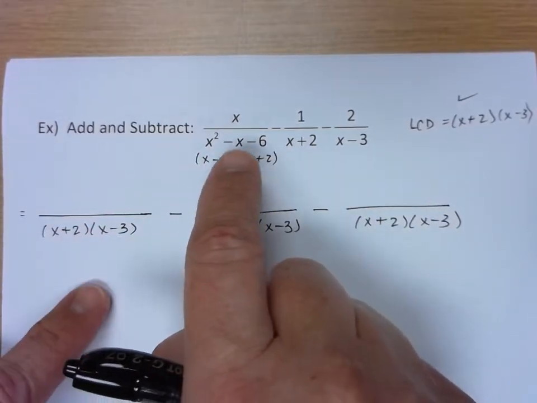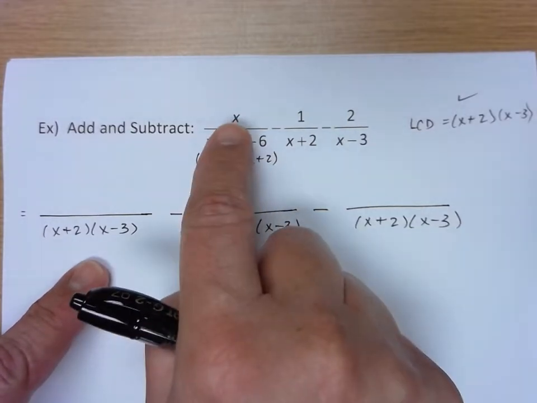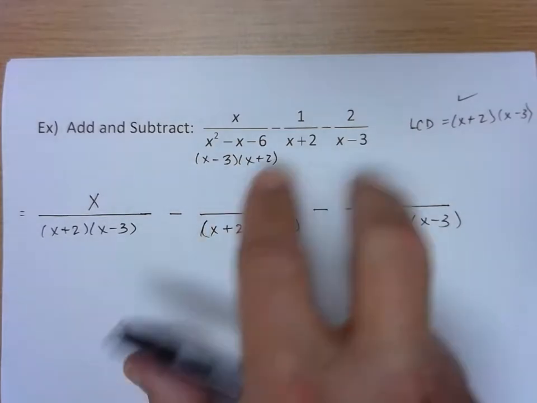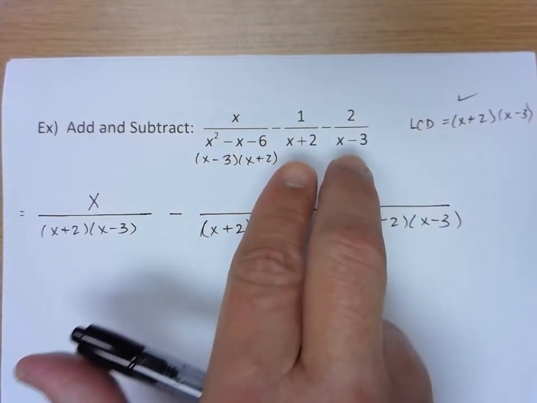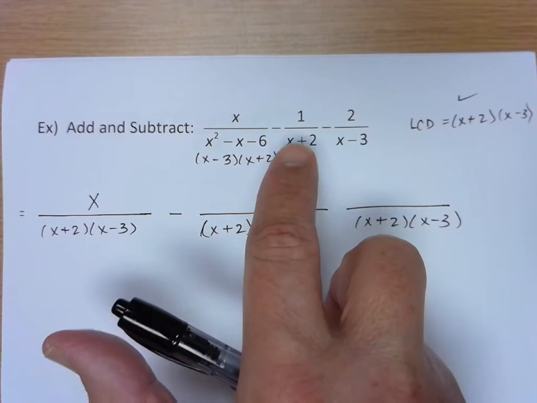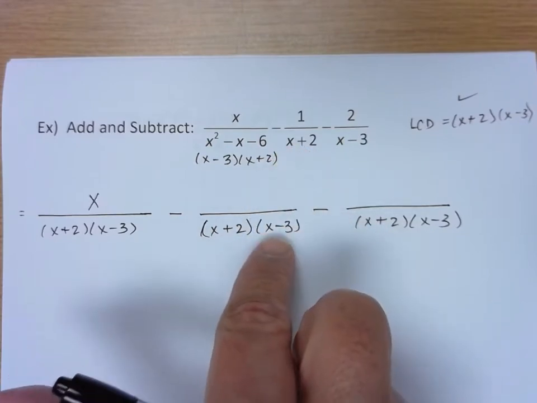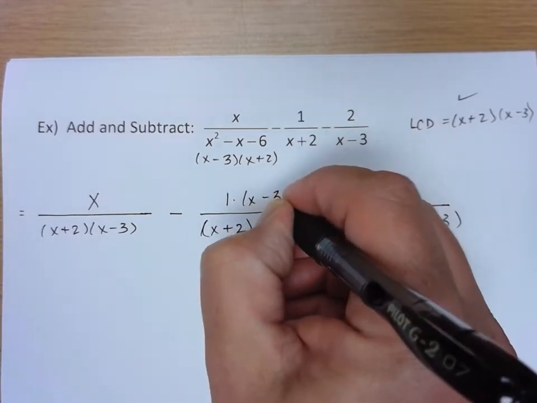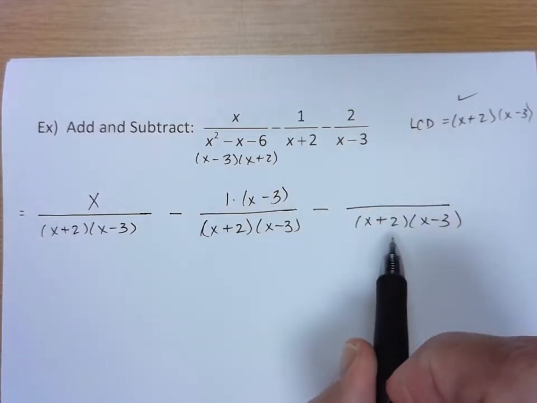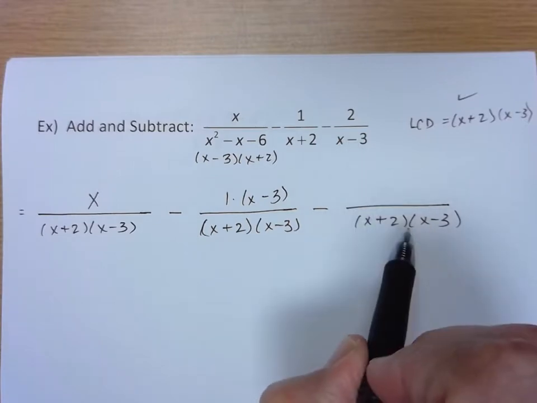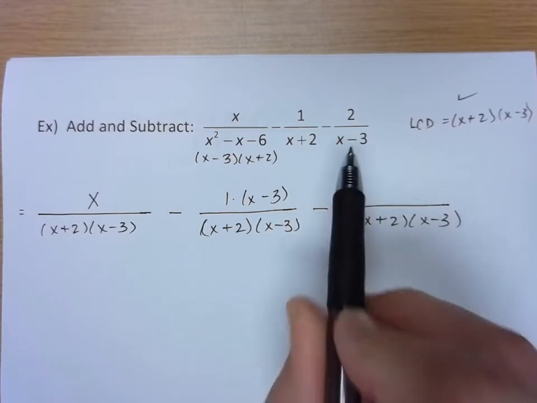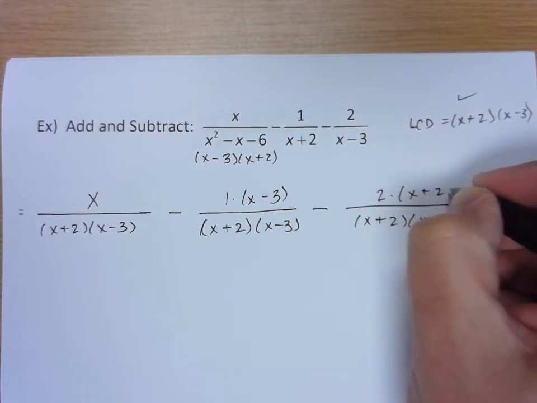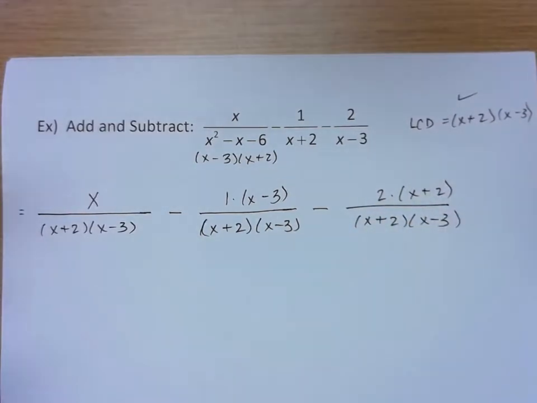The first fraction already has both of these factors in the bottom, so it goes through no change whatsoever. It will stay just an x in the numerator. It's the two fractions that are being subtracted that have to be changed. The middle fraction is missing the x minus 3, so I need to multiply the numerator of 1 times x minus 3. And this third fraction is missing the x plus 2, so I need to multiply the old numerator of 2 times x plus 2.